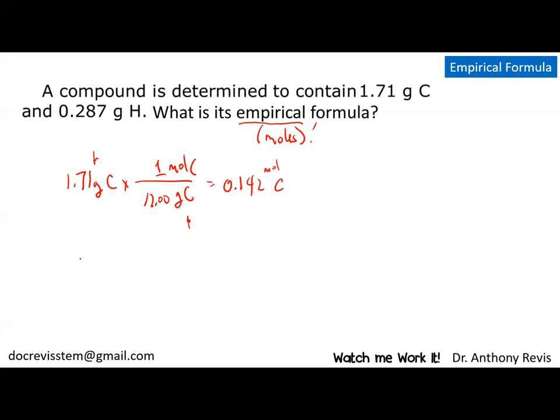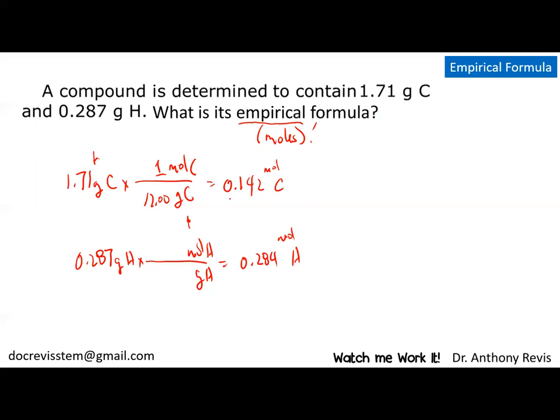And we must do the same thing for hydrogen. So we have 0.287 grams of H times bar, grams goes on the bottom, mole H on top. And this will give us 0.284 mole of H.